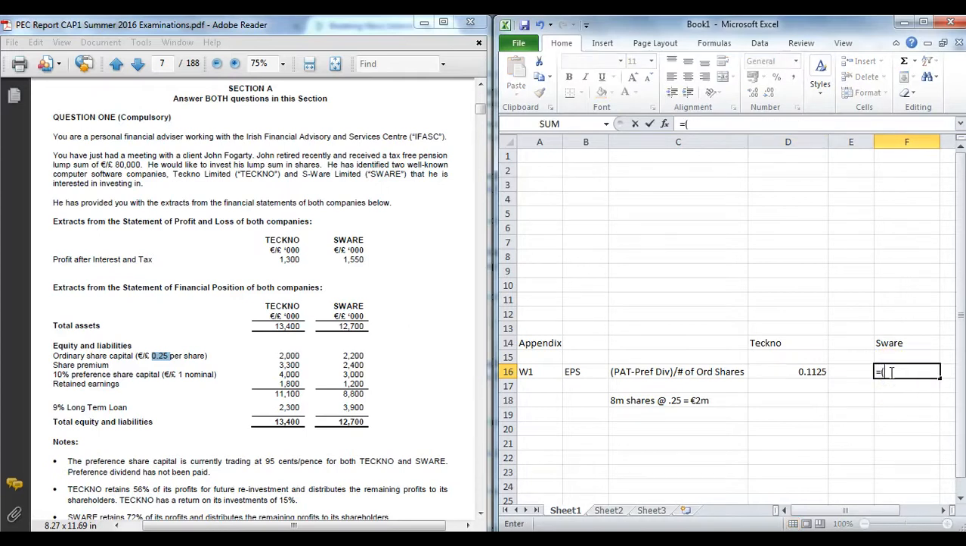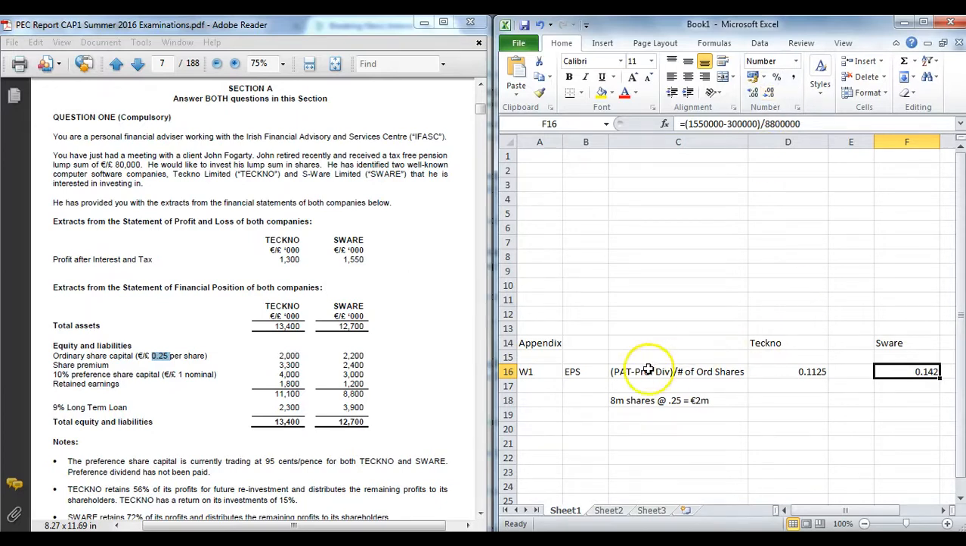For Swear, the same working. It's 1,550 minus the preference dividend here, which is 300,000. So 3 million times 10%. And the number of ordinary shares here is, so you have here 25 cents, 2.2 million. So that means you have 8.8 million shares. That gives you an earnings per share of about 14.2 cents.